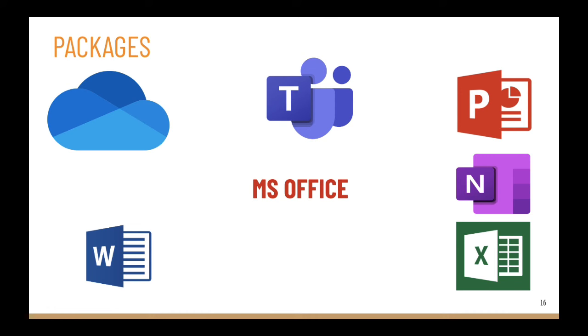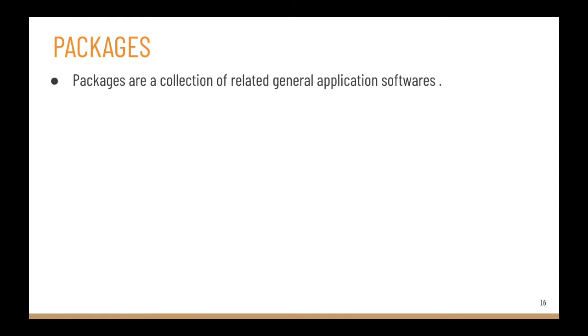So, what is a package? It is a set of related general application softwares. Here, in this case, the package name is MS Office. MS Office is not a software, it is a package within which we have a set of related software. If we use MS Office online, it's known as Microsoft 365 as of today. So let's go to the formal definition of packages. Packages are a collection of related general application softwares.